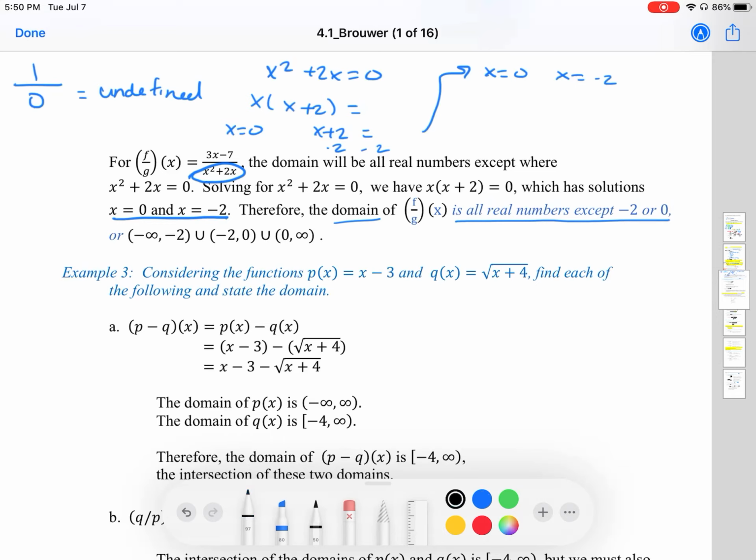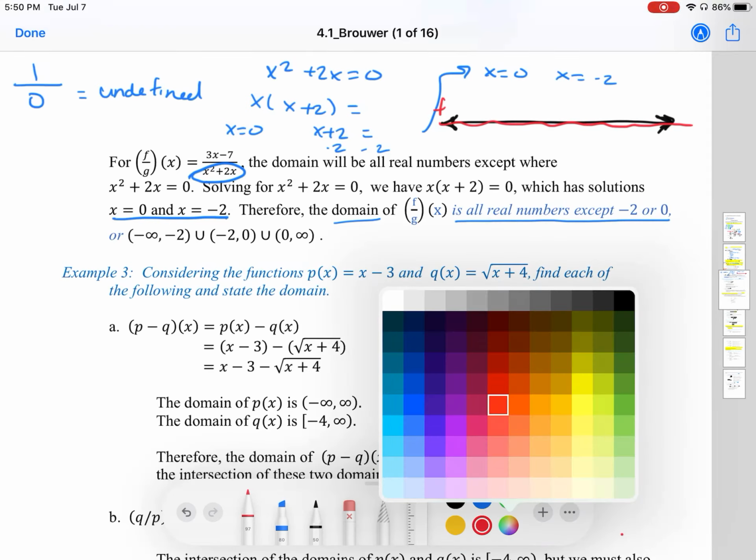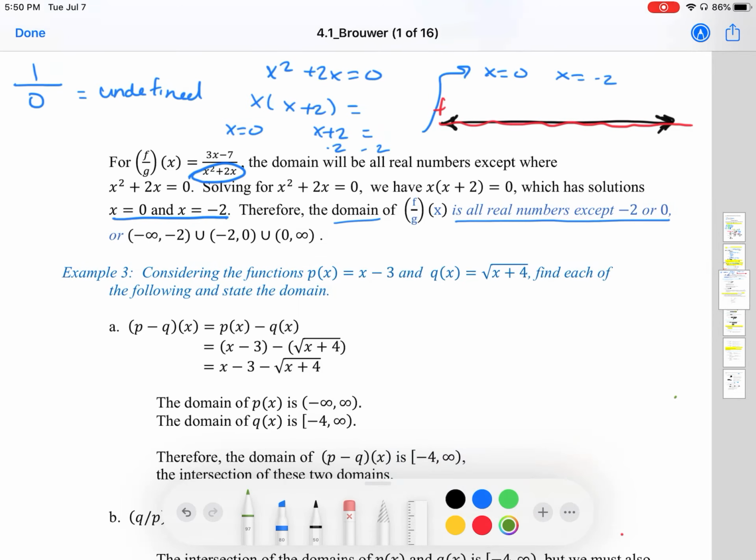So if we draw this on a number line, and you don't have to draw a number line, I just find it super helpful. All right, so for our function f, we said all real numbers. So it's all the numbers there. And for my function g, let me pick another color, we have holes at 0 and at -2. Those are going to be holes in our answer. But everything else is still our answer. So all numbers except -2 and 0.